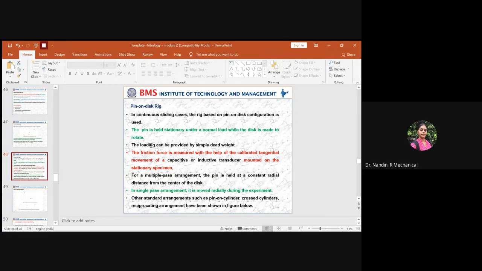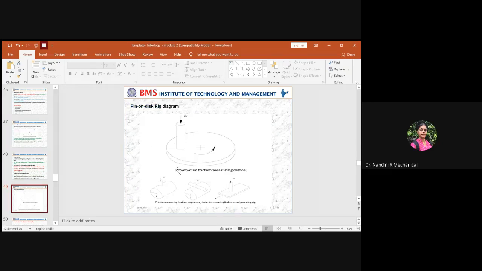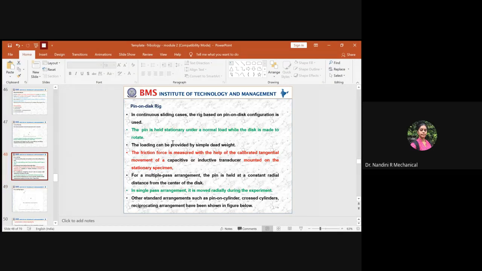Next is the pin on disc rig, as it is called. This is a diagram of how a pin on disc rig looks. It has a circular disc and a pin, and on the pin a normal dead load will be applied. The pin will be held stationary with respect to the dead load you are applying, so that you will be able to rotate the disc either clockwise or anti-clockwise, whichever is required. So this is about the construction of the instrument.